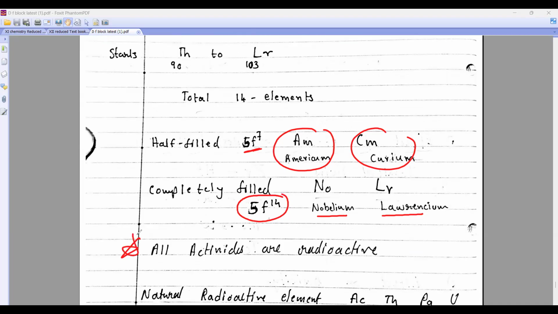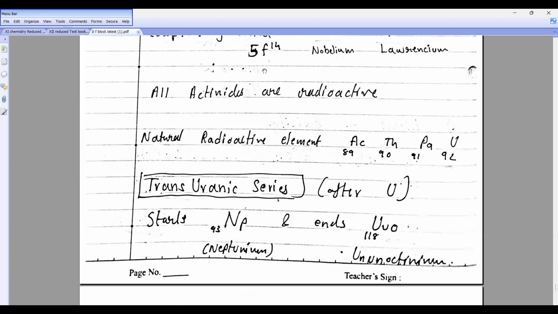All actinides are radioactive. You know, we have studied in physics, elements whose atomic number is above 81, they are what beta? Radioactive. अच्छा, who all are naturally radioactive? In periodic table, natural elements are till 92. So natural radioactive elements are actinium, thorium, protactinium till uranium. After uranium, बेटा, all elements are man-made. उसको हम लोग ट्रांस यूरेनिक सीरीज बोलते हैं. एग्जाम में पूछेंगे व्हाट इज ट्रांस यूरेनिक सीरीज.